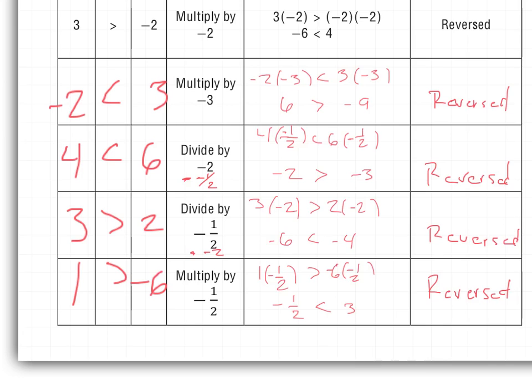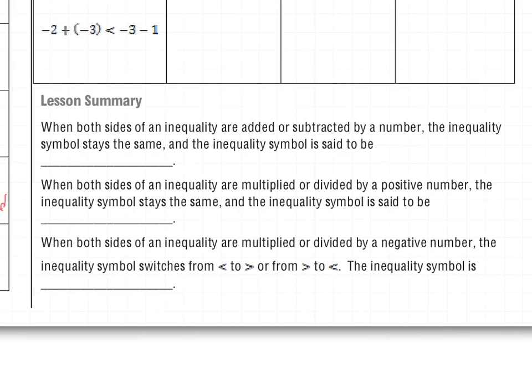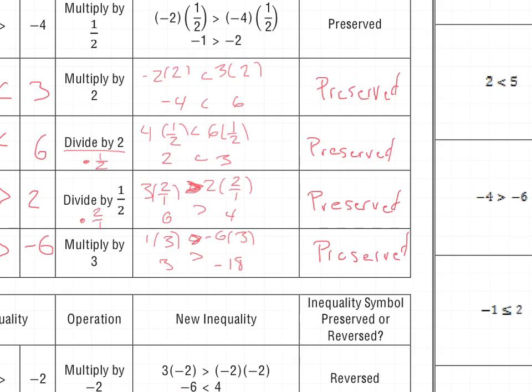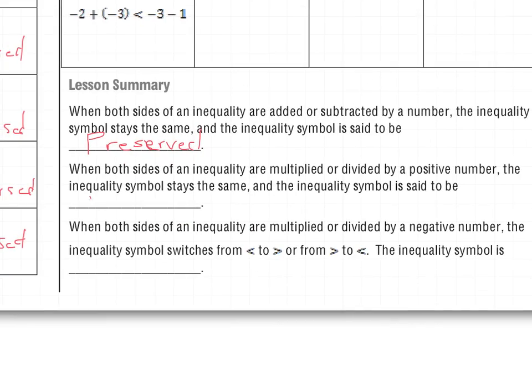So if we start to combine all of the rules that we've seen so far, let's go ahead and look at this lesson summary. It says when both sides of the inequality are added or subtracted to, the inequality symbols stay the same, and so we are preserved. Alright, so adding and subtracting doesn't matter, positive, negative, it's going to preserve the inequality symbol. Alright, then multiplying by the positive numbers, looking at this chart, we can see that it is going to be preserved.